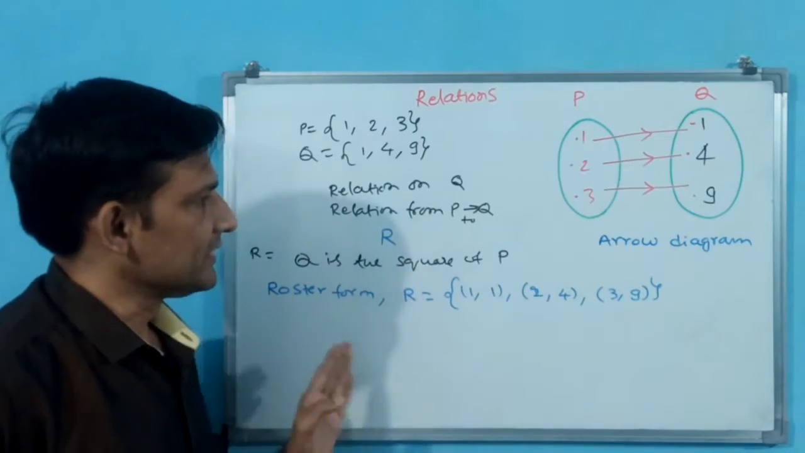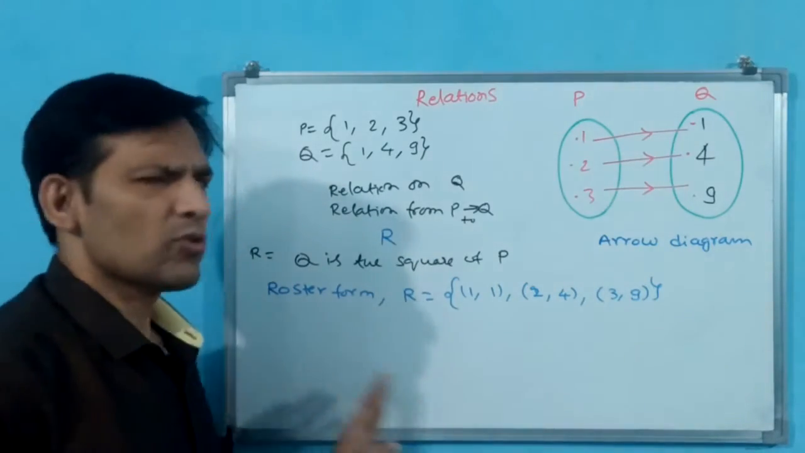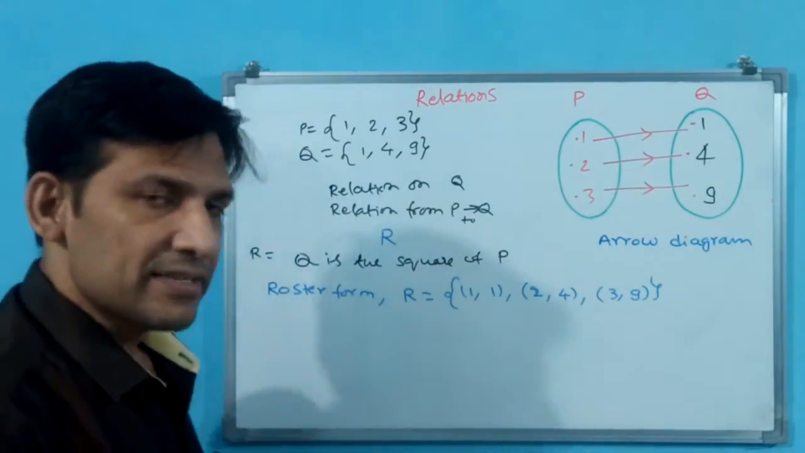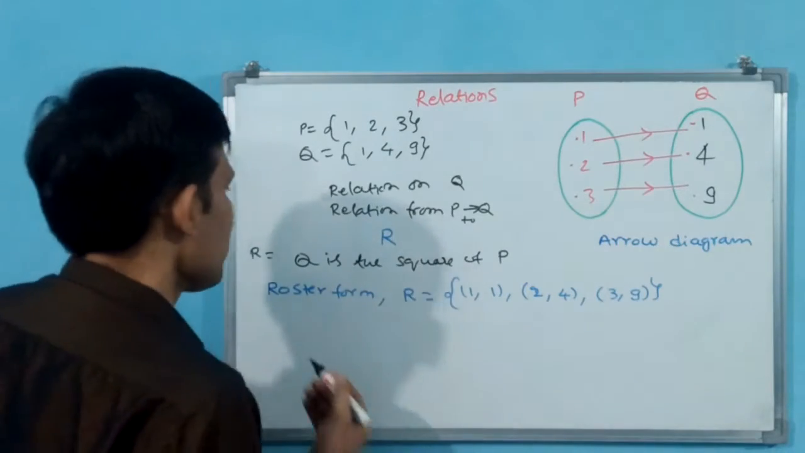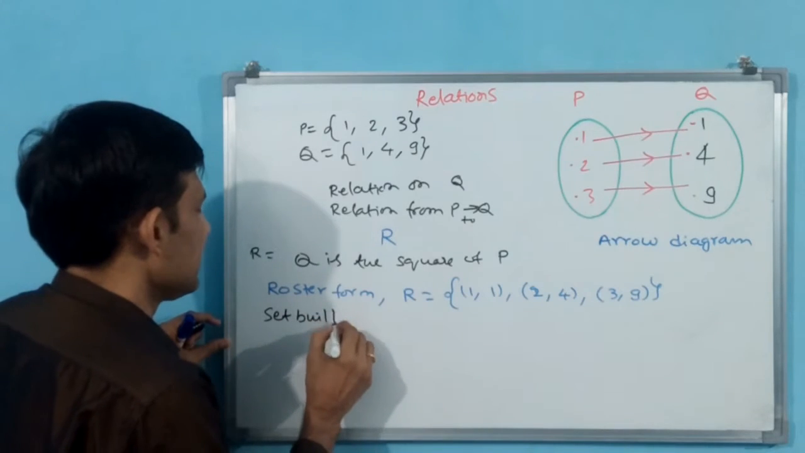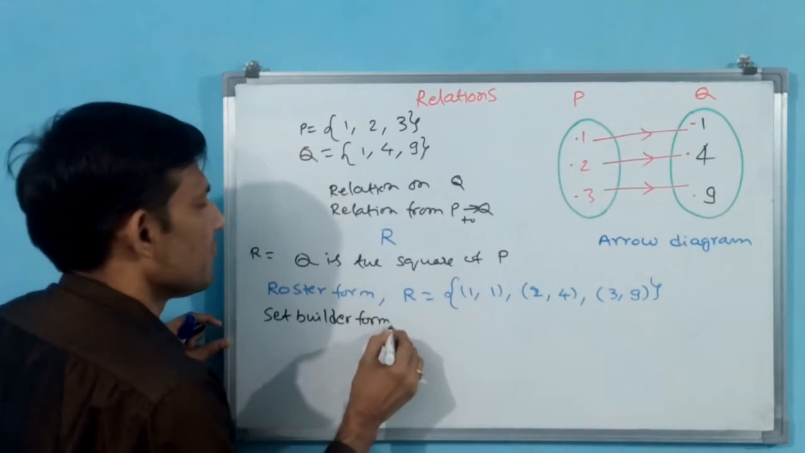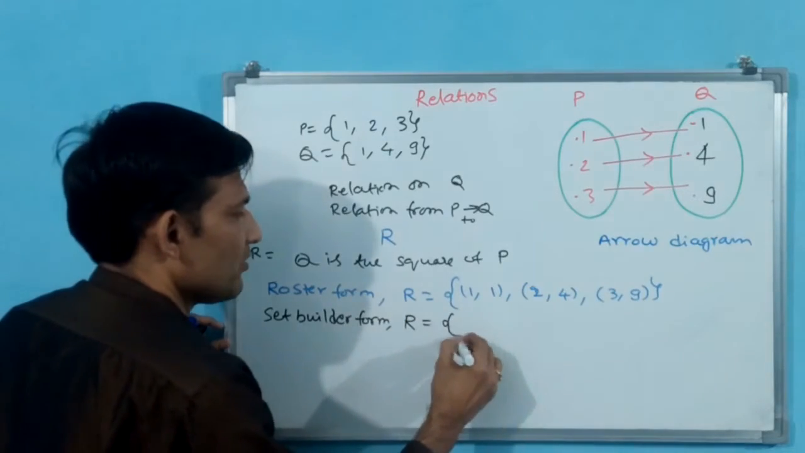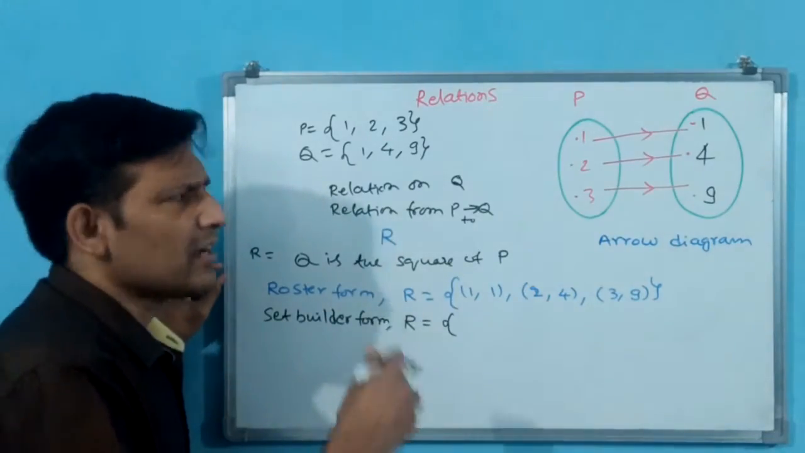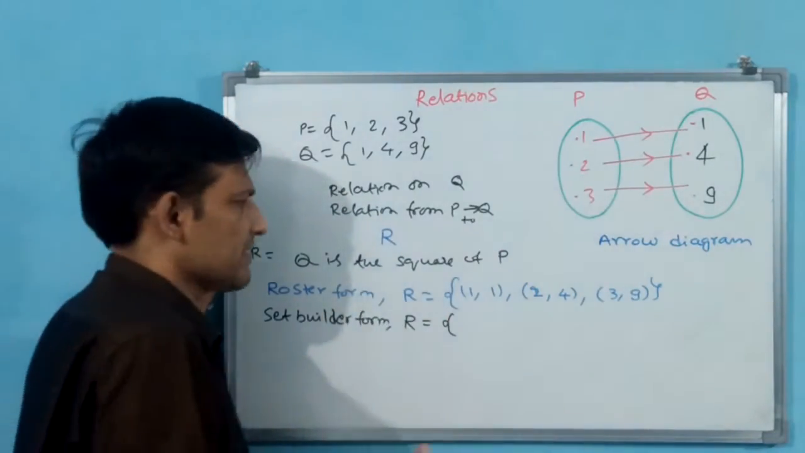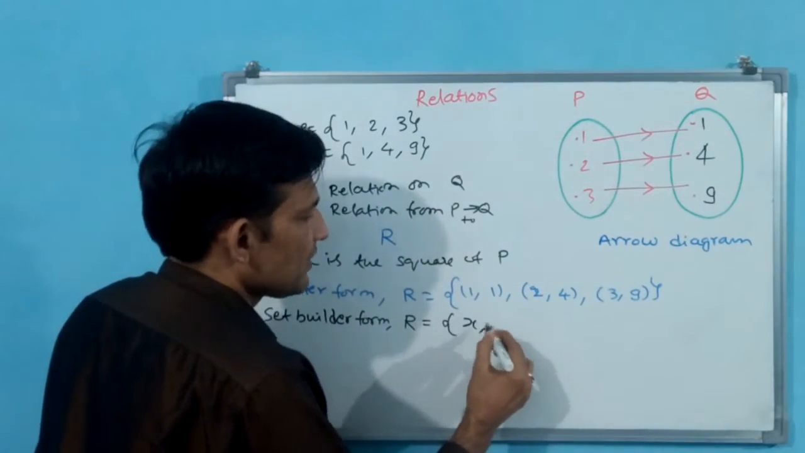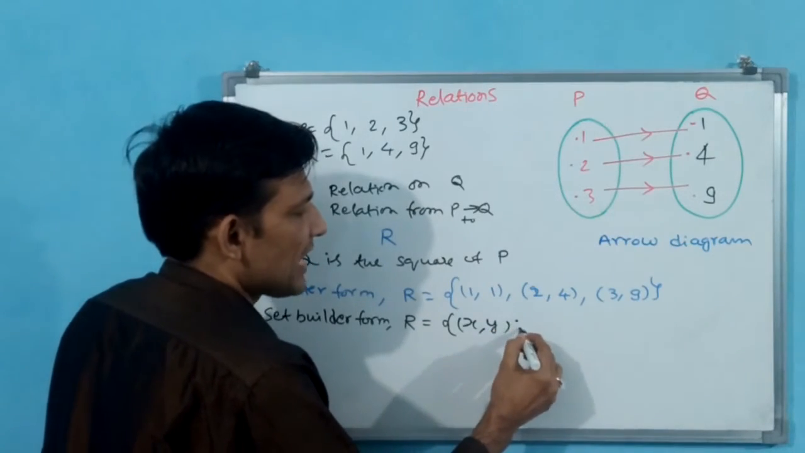Okay, now this is the roster form. You know roster form very well; simply we can write it. And we will write the set builder form also. Second form, set builder form. R is equal to, actually relation on R, relation on Q we have to write, but that we will see afterwards. Now we first understand in set builder form how we write (x, y) in parentheses, colon.